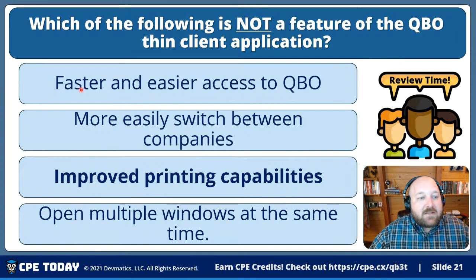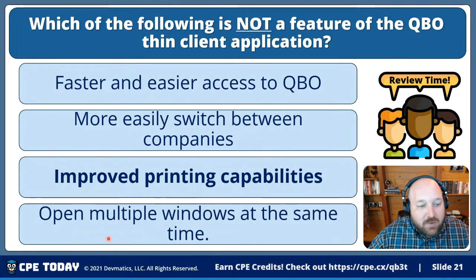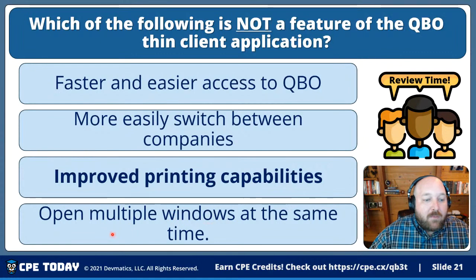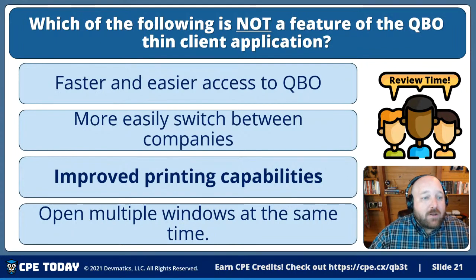The Thin Client does give you quicker and faster access to QuickBooks Online. It does make it easier to switch between different companies because it's got this wonderful tab interface, and it does give you the ability to have multiple windows open at the same time. Although truthfully, you can do this with the browser version as well, but the app version works really great as well. So what did we learn today?